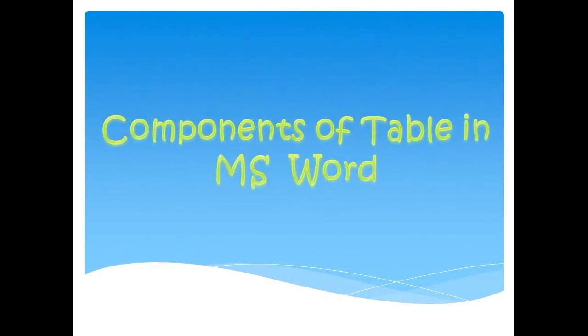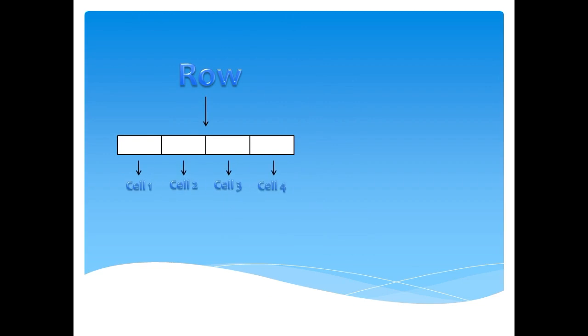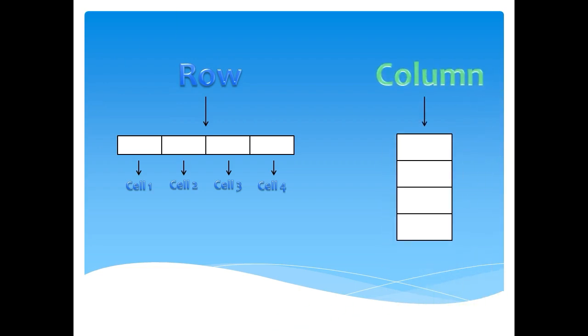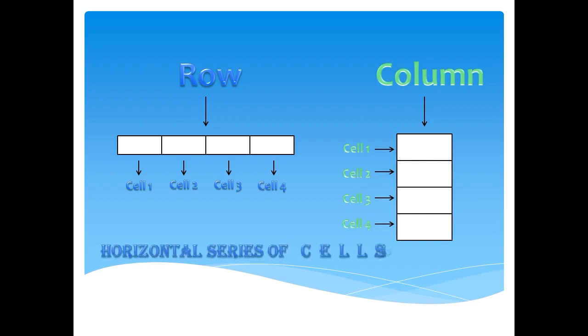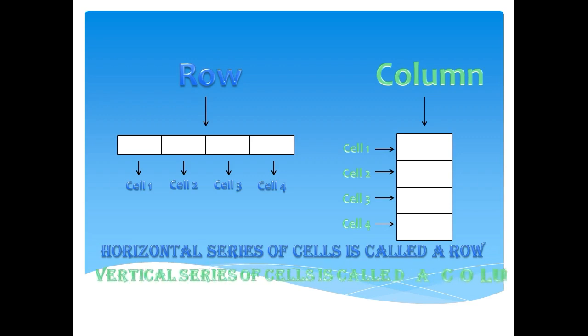We will start with the components of a table in MS Word. First is row: a horizontal series of cells, you can see 4 cells are there. Then column: a vertical series of cells, 4 cells are there. So a horizontal series of cells is called a row and a vertical series of cells is called a column.